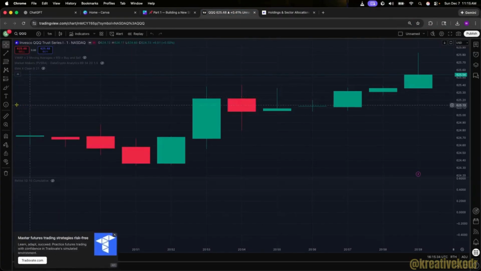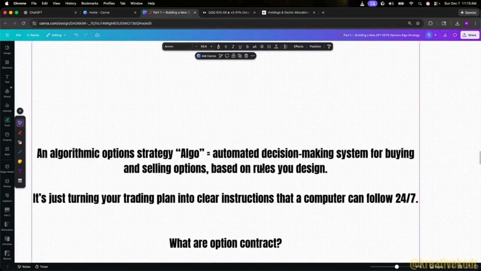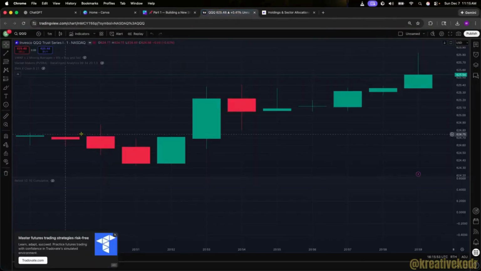So we're using these last 12 periods to determine, what's the trend? Is it bullish or bearish? That lets the strategy know. And what is an algorithm? An algorithm is an automated decision-making machine for buying and selling options based on the rules we design. One of the rules we're going to design is using the last 12 bars, the last 12 candles, to confirm what market regime we're in. Are we in a bullish regime, with an upward trend? Or are we in a bearish regime, where we're going to have a downward trend?